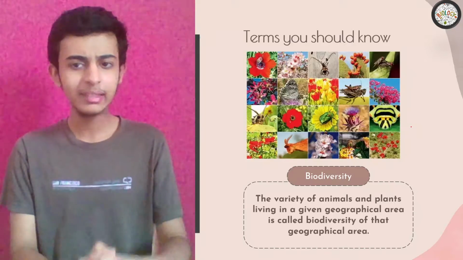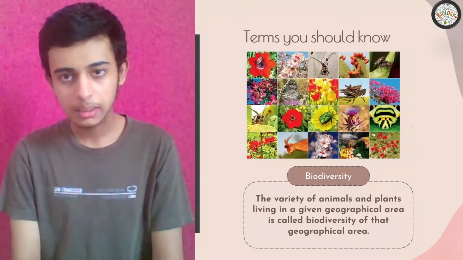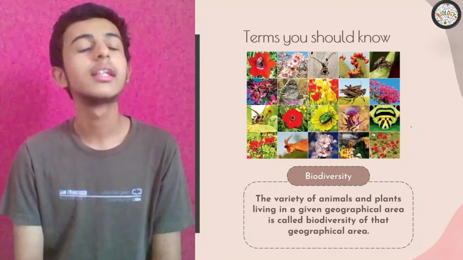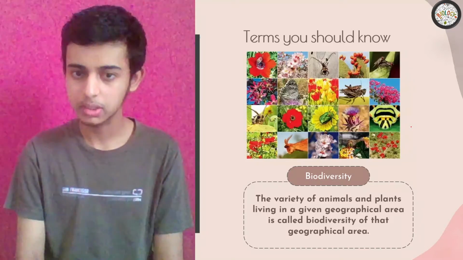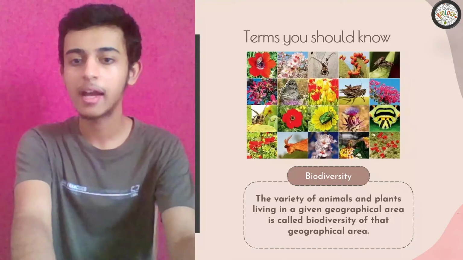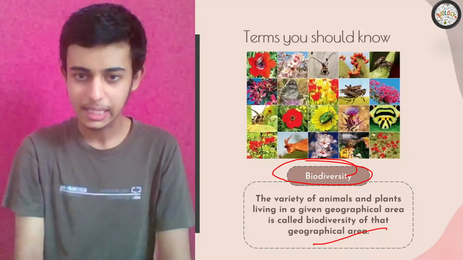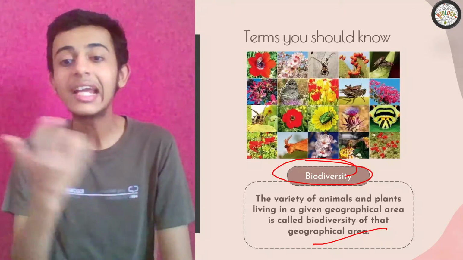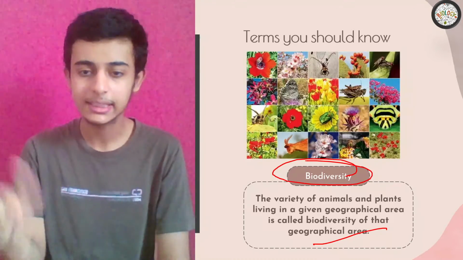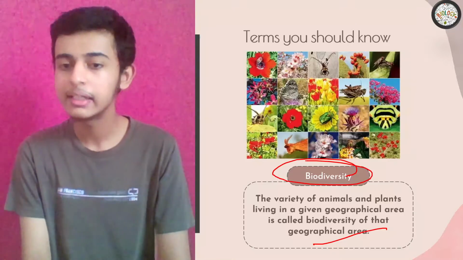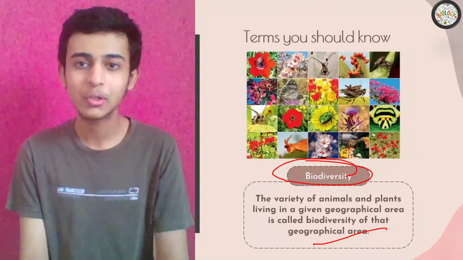Number one, there are some terms which you should know, and those terms are very, very important. The first term that we have with us is biodiversity. What is biodiversity? It is basically the variety of animals and plants living in a given geographical area. That is biodiversity of that geographical area.